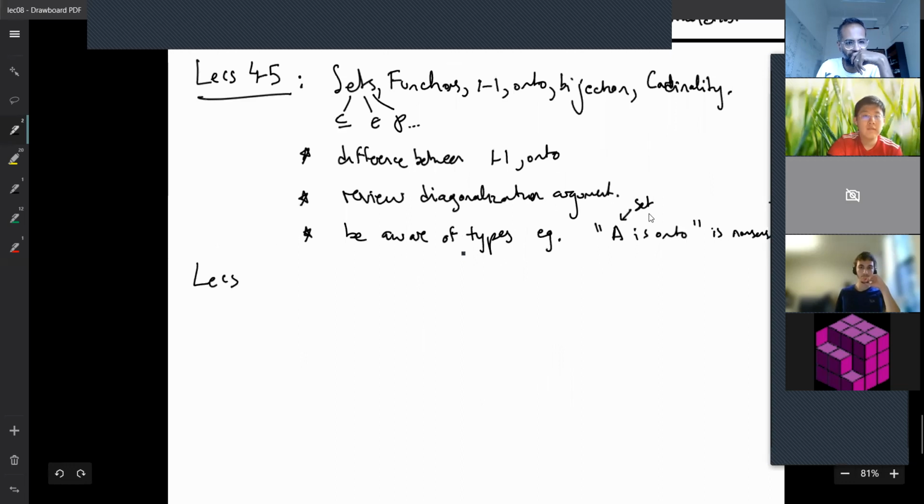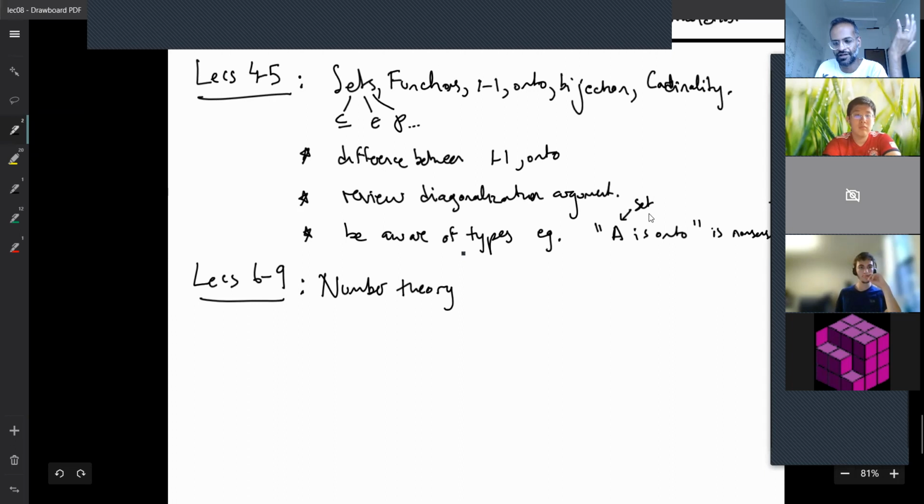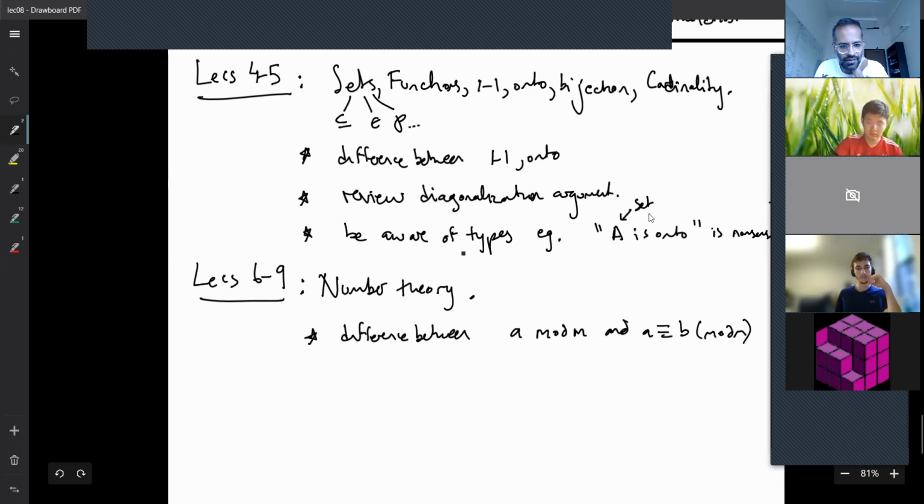And then lectures 6, 7, 8, 9. This is number theory, and I'm not going to re-review this since we did this very recently. Just look at the slides from the last lecture. But again, a tricky thing to be aware of is the difference between A mod M and A is congruent to B mod M. Also be aware that you should always remember the modulus when you're doing modular arithmetic.